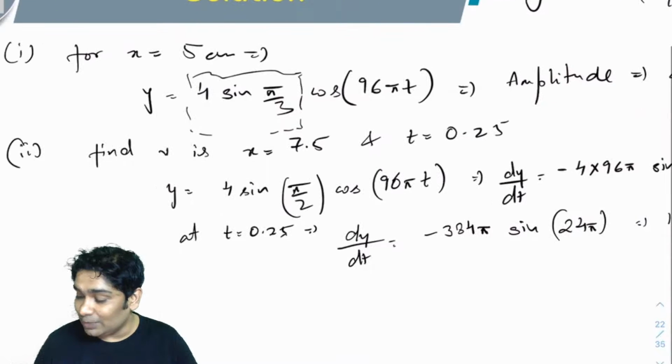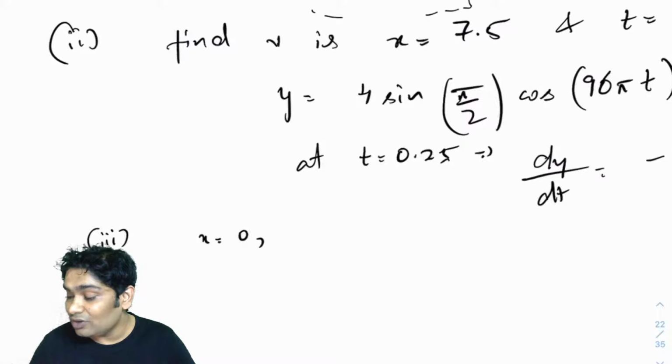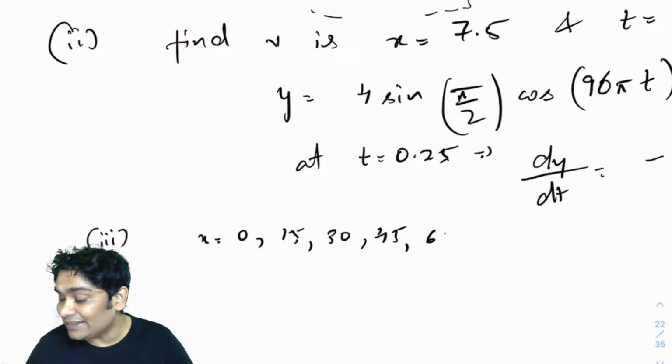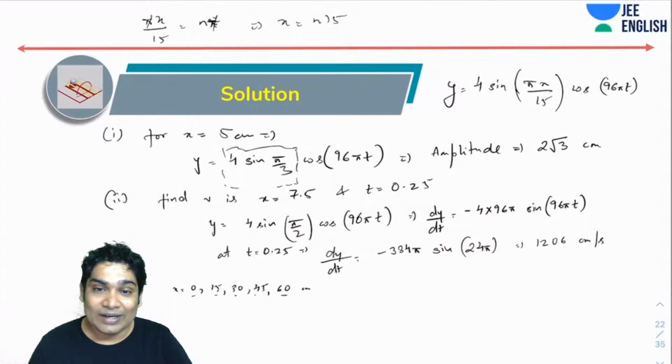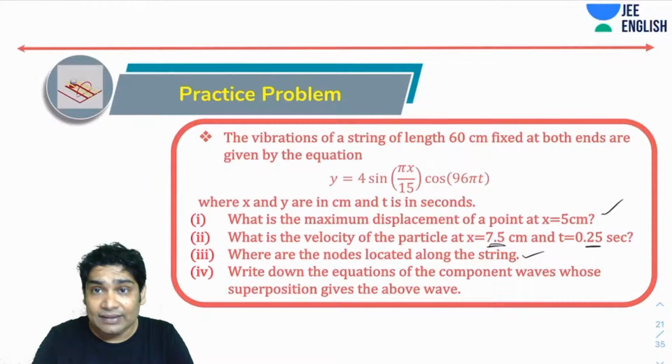So the answer for the third part is x equals 0, 15, 30, 45 and 60. So you will have 1, 2, 3, 4, 5 nodes in this. Alright. Okay. Next part is super easy.